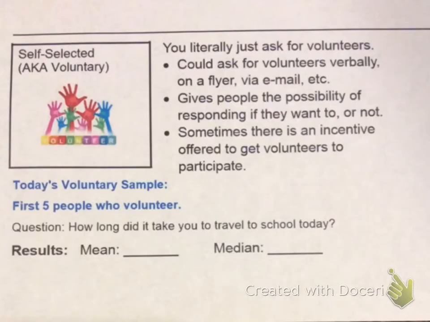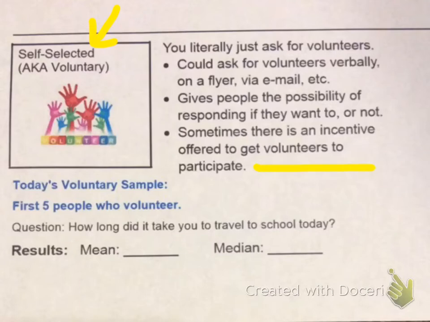The second way would be self-selected. Self-selected doesn't seem to me that it would be a very practical way to collect data, because you're not getting to choose your study group. They kind of choose themselves for you, but you literally just ask for volunteers. You could ask for volunteers verbally, on a flyer, via email, etc. It gives people the possibility of responding if they want to or not. Sometimes there is an incentive offered to get volunteers to participate. I know I've seen flyers around before that say looking for people to have wisdom teeth removed for a survey on a drug afterwards.